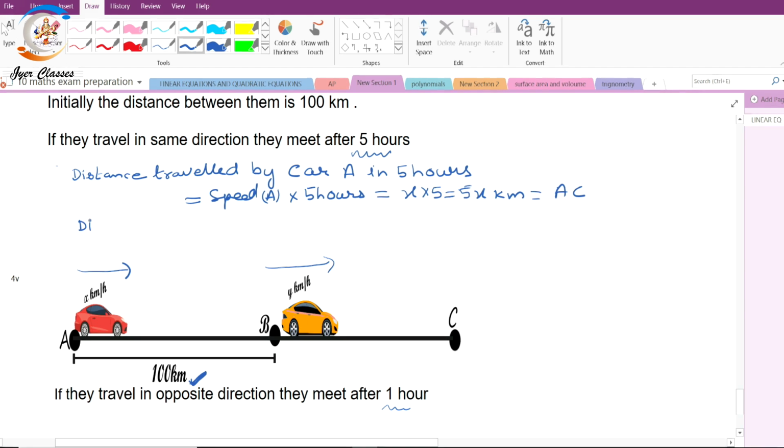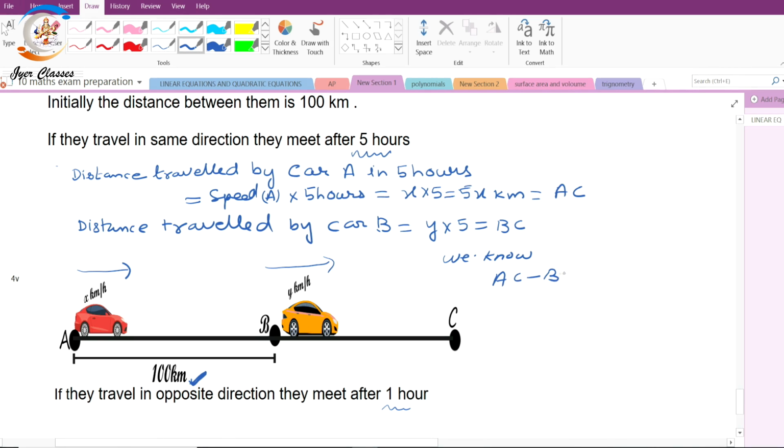Now, what is the distance traveled by the car B? It is equal to y into 5, and that is equal to BC, right? Okay. Now, what is the distance AB? AB is equal to 100 kilometers, right? So we know that AC minus BC, which is equal to 100. So what is AC? I have got this is 5x minus BC, which is 5y, that is equal to 100. Okay, so simplifying this and dividing it by 5, I'll get x minus y is equal to 20, which is my first equation, right?